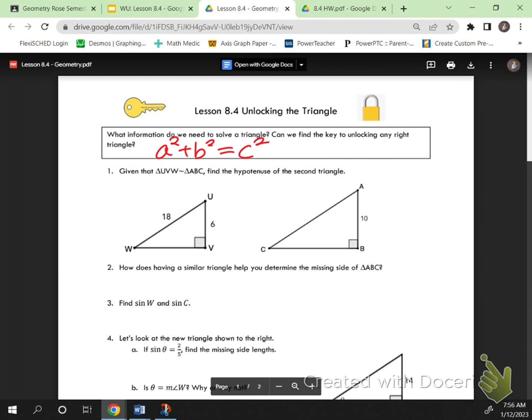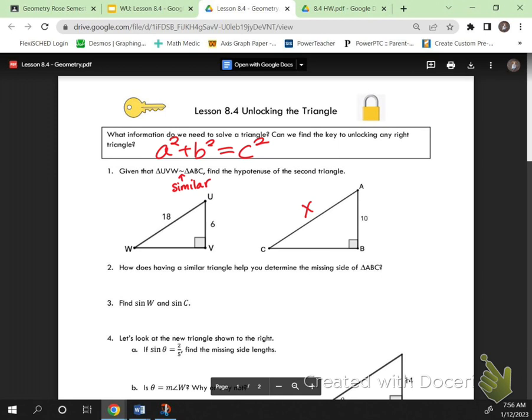Number one says, given that triangle UVW, what's that squiggle mean? From last semester. What does that mean? Not congruent. Similar. It means similar. If you forgot that, I would label this as similar. So it's saying if triangle UVW is similar to triangle ABC, then find the hypotenuse of the second triangle.